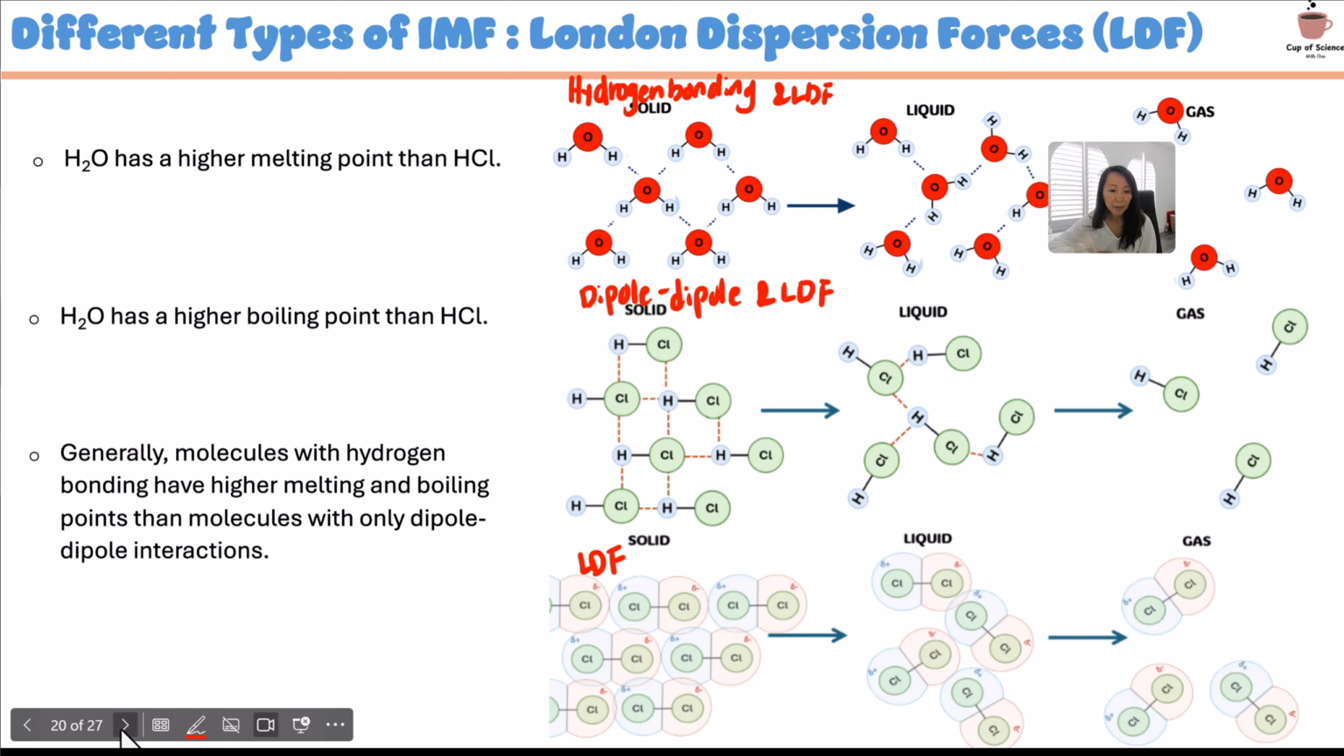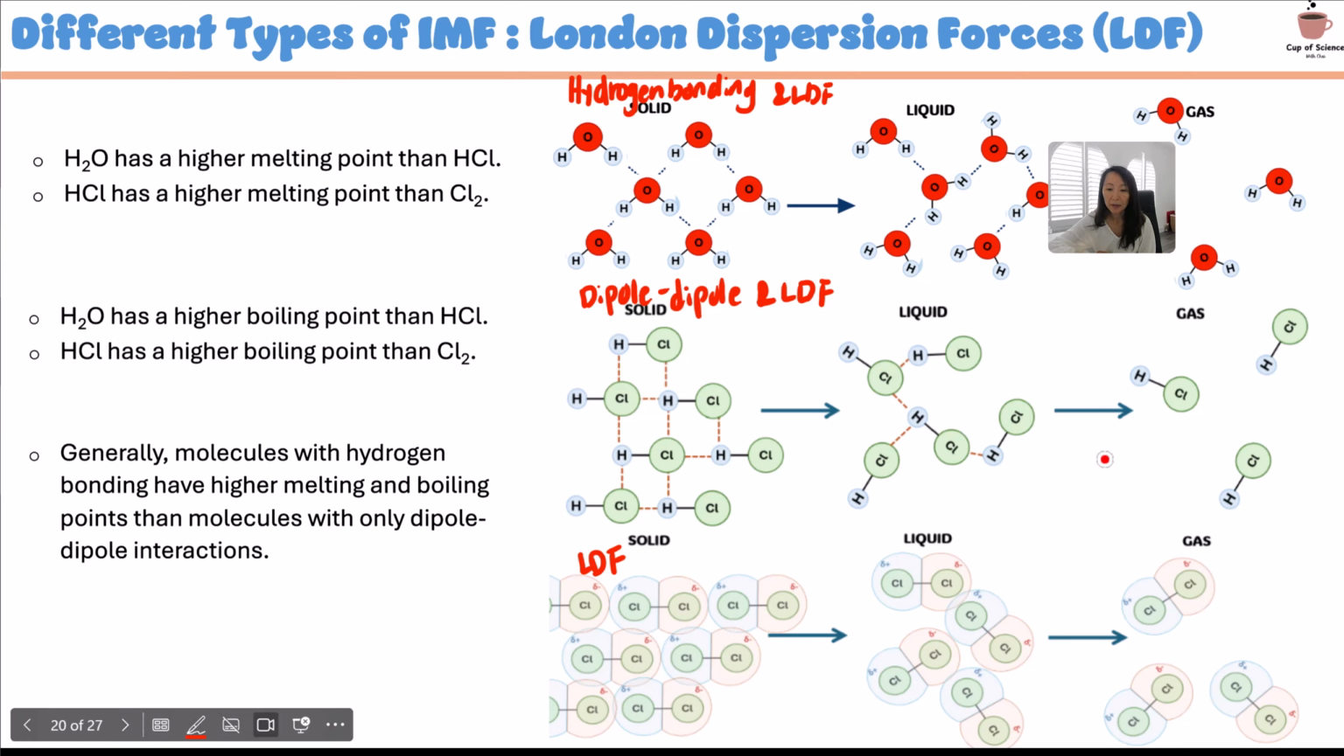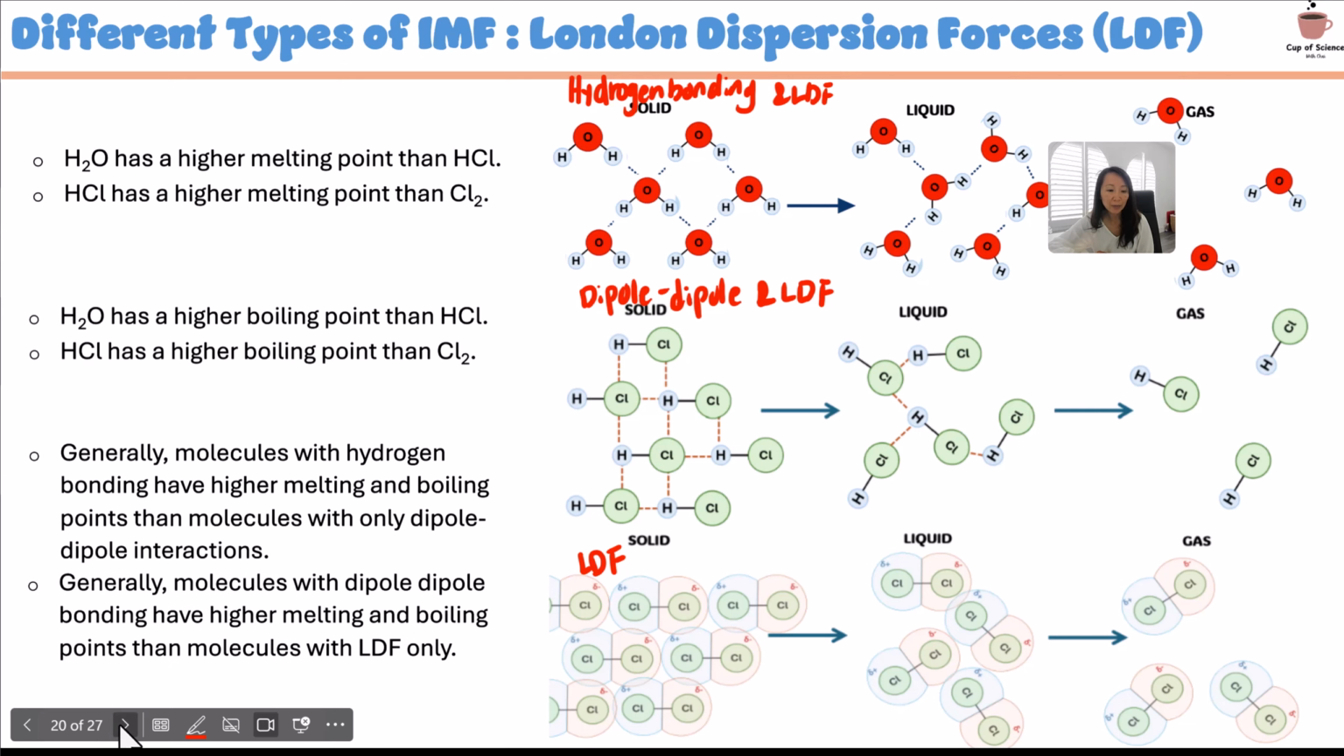Okay, how about comparing the dipole-dipole HCl with chlorine gas? This one will have a higher melting point than this one. And for the boiling point, this one will have a higher boiling point than this one. That's because dipole-dipole is a greater attraction in comparison to the London dispersion forces. So generally, you can say molecules with dipole-dipole have a higher melting and boiling point in comparison to something that has only London dispersion forces.